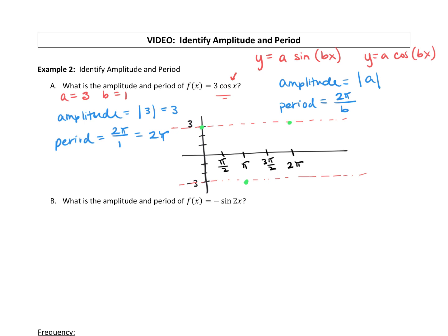Now, halfway between 0 and pi, which is pi over 2, it's going to hit the x-axis. So I know we're going to hit right there. And then halfway between pi and 2 pi, I'm not going to connect with a straight line, but you can kind of see it's going to hit the x-axis right there also.